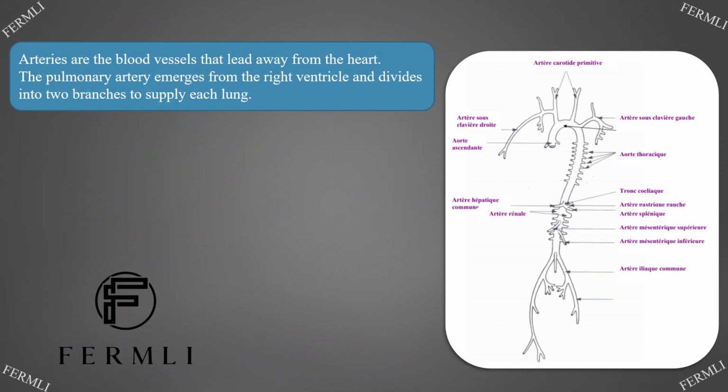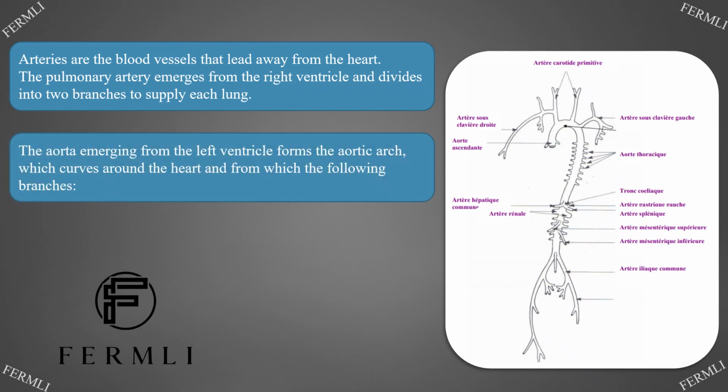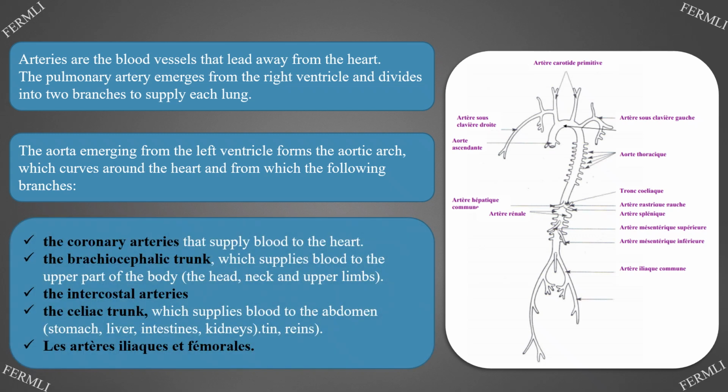Arteries are the blood vessels that lead away from the heart. The pulmonary artery emerges from the right ventricle and divides into two branches to supply each lung. The aorta, emerging from the left ventricle, forms the aortic arch, which curves around the heart, and from which the following branches arise. The coronary arteries supply blood to the heart.